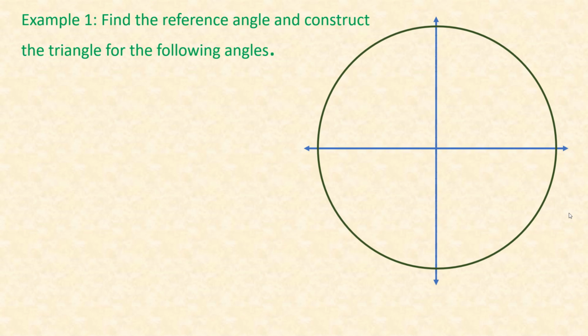The first example I have is the angle 74, and we are going to find the reference angle and construct the triangle. All right, so let's draw that angle 74.